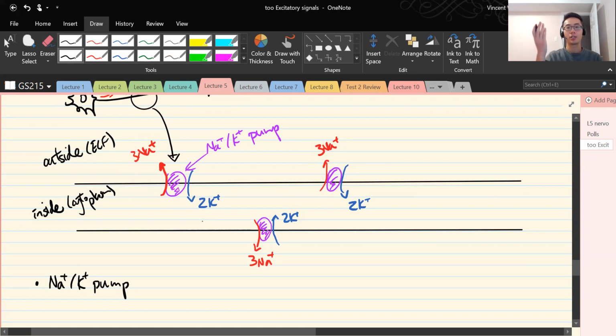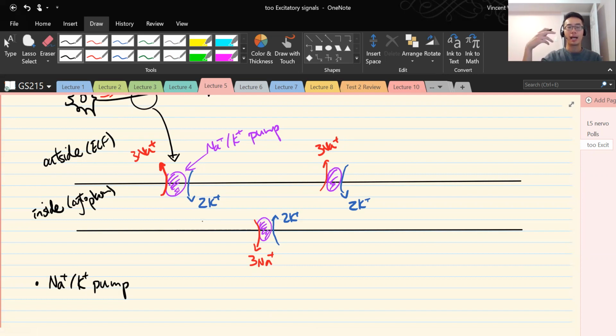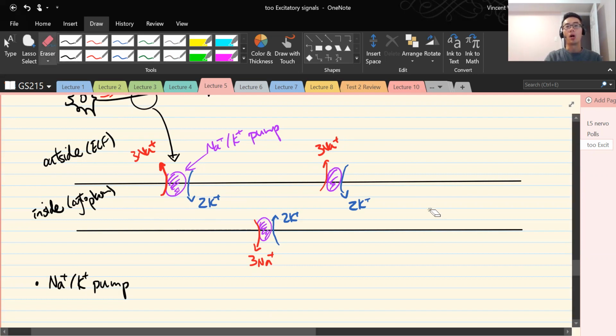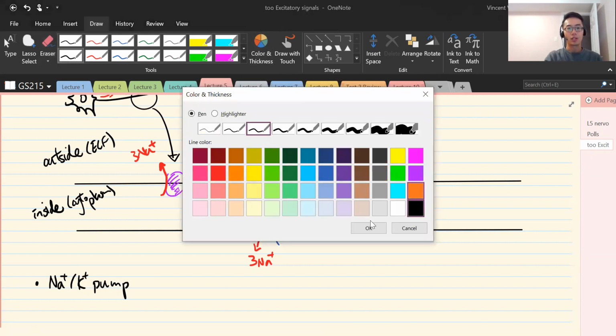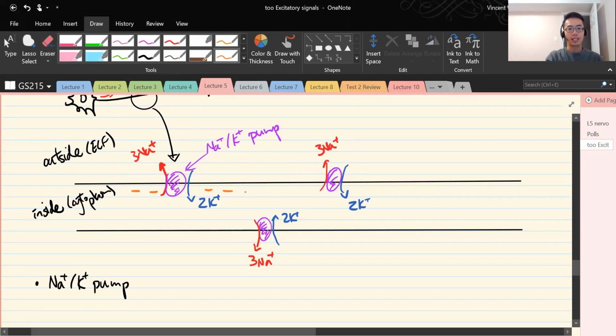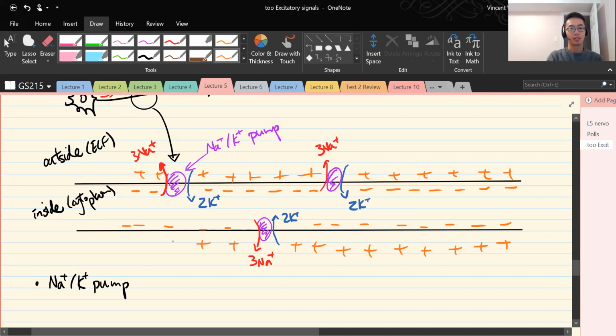So let's think about what she just said. It's going to be more positive outside. So the other way of saying that is that it is going to be more negative inside, right? So over time, you are going to have a negative charge on the inside relative to the outside. Okay, so positive, positive, positive. Okay, you get the idea, right? This is much easier to do on a blackboard when we're in the classroom.